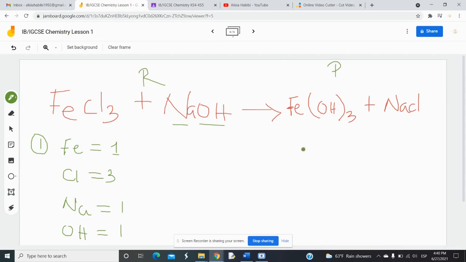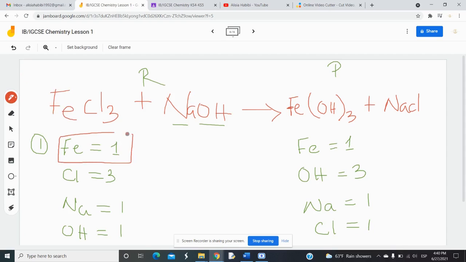Now on the product side, we can see that iron also basically has only 1 atom. And we see that hydroxide basically has 3 atoms. And then we see sodium basically has 1 atom, and chloride has 1 atom. So Cl equal to 1. So what we notice is for iron, they actually seem balanced for now, because iron on the reactant side has 1 atom and on the product side has 1 atom. But if we look at the next one on the reactant side, which is chloride, we see that it has 3, and then on the product side it has 1.